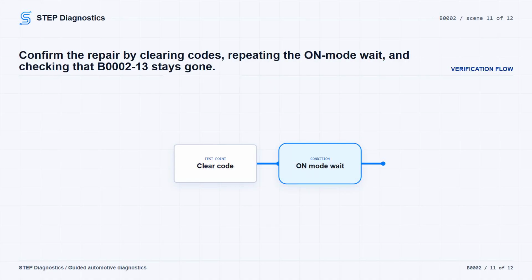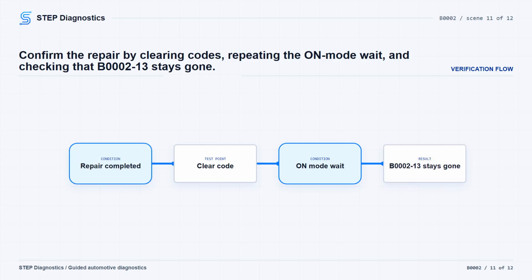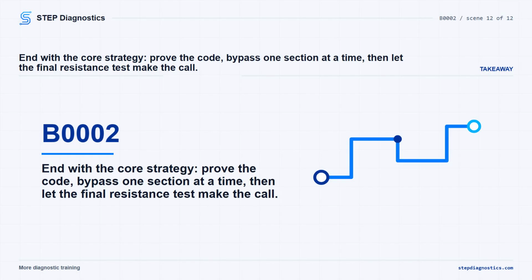Keep verification separate from the isolation tests. After the repair called out by the test result, clear the code, cycle the vehicle through the same on mode check, wait the 10 seconds and confirm B0002-13 stays gone. The takeaway is simple. Prove the code first. Bypass one section of the driver airbag second inflator circuit at a time, and let the code response and the 1.0 ohms or less wire check decide where the open or connection problem is.